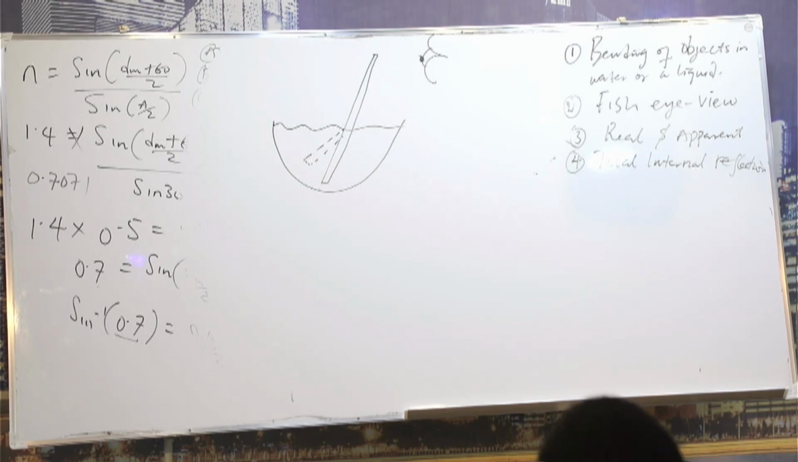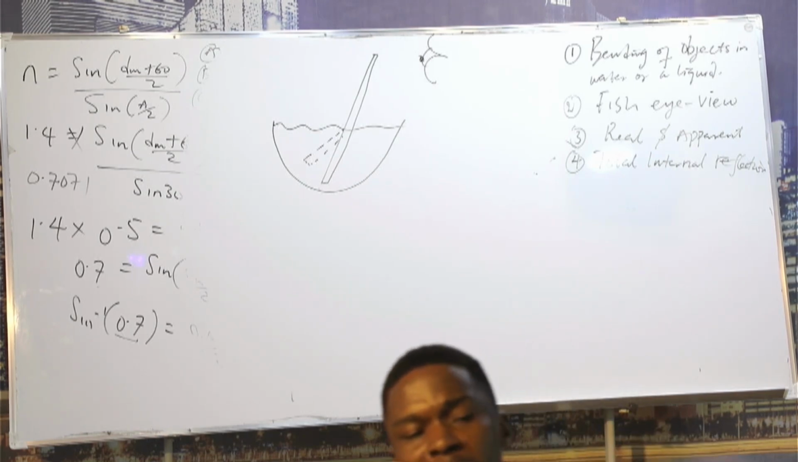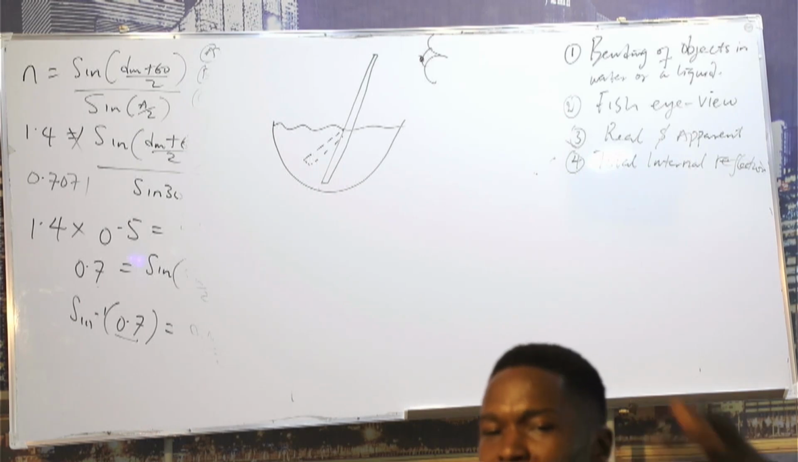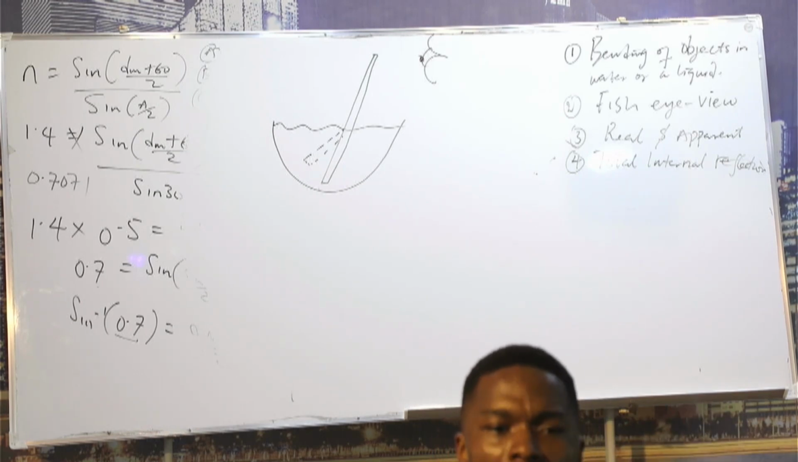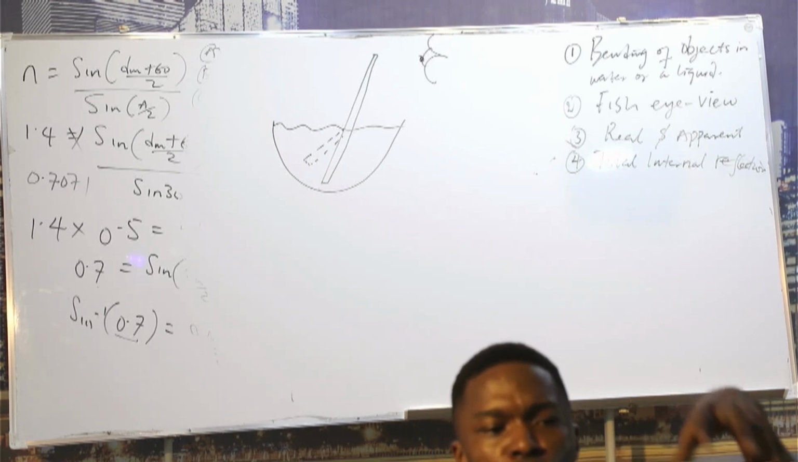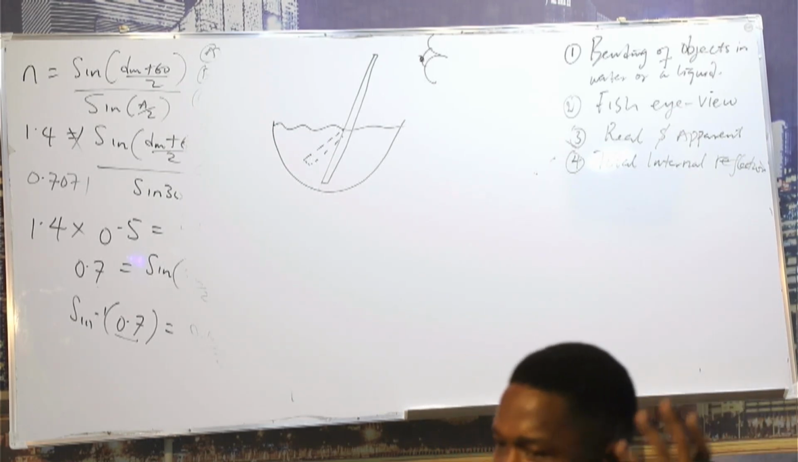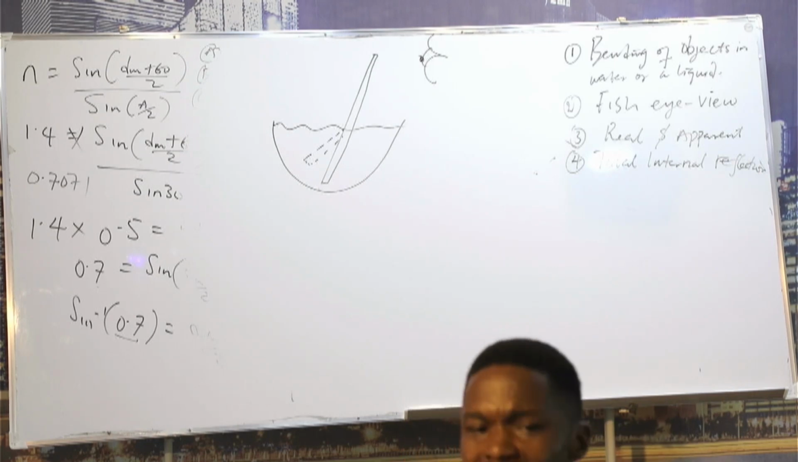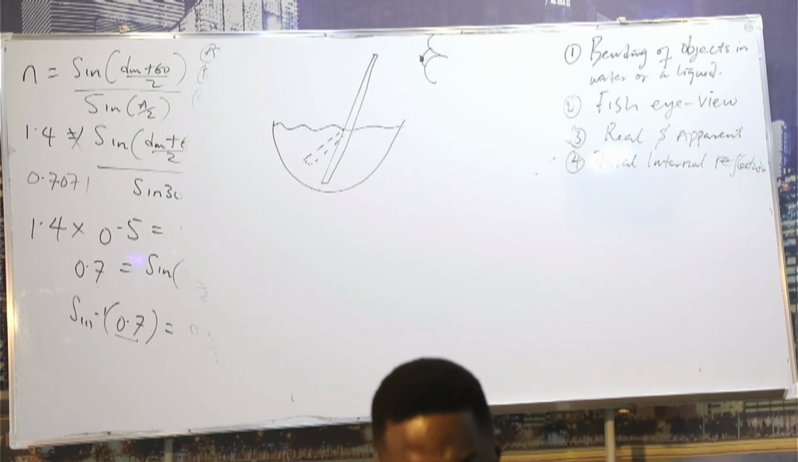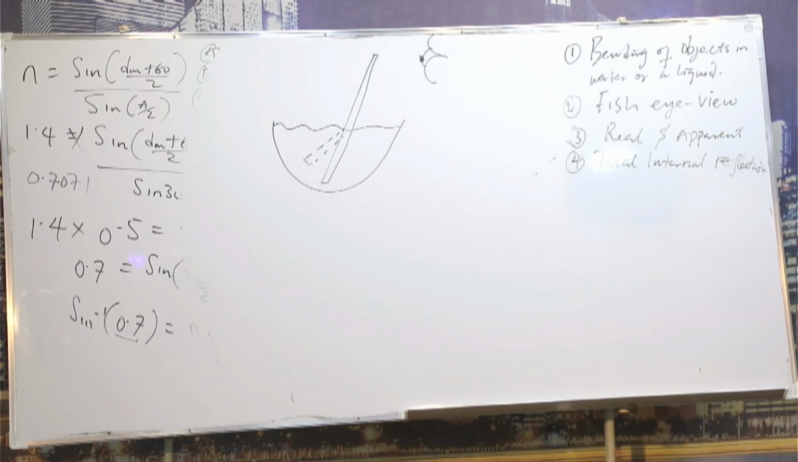So, a metal rod is placed in a bucket full of water. The rod appears bent due to which of the following property? Full polarization, full interference, full reflection. And you now see refraction. What will be the answer now? Refraction. So it is due to refraction.